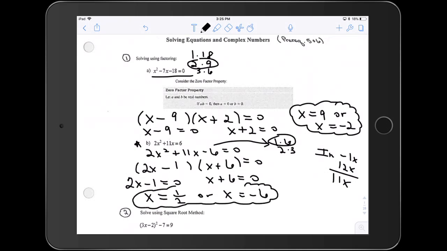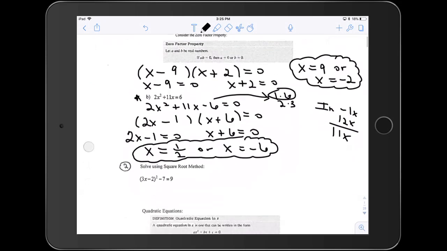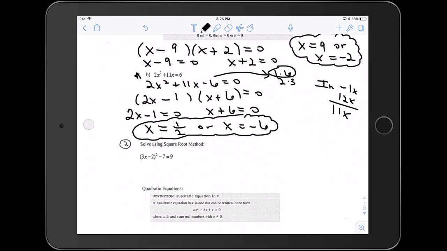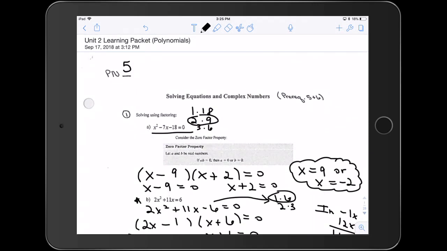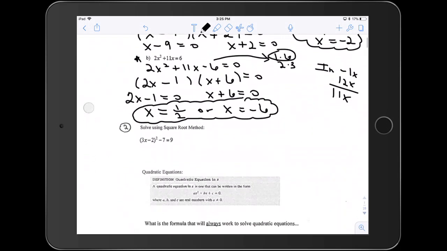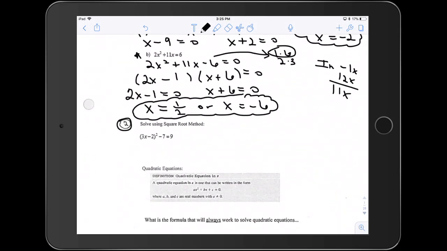This is a rehash of really starting from Algebra 1, but it's not bad to look at. Solving using square root method. So just to keep in mind, we solved quadratics by 1, factoring, 2, by this thing called the square root method. And really it has to be in vertex form.